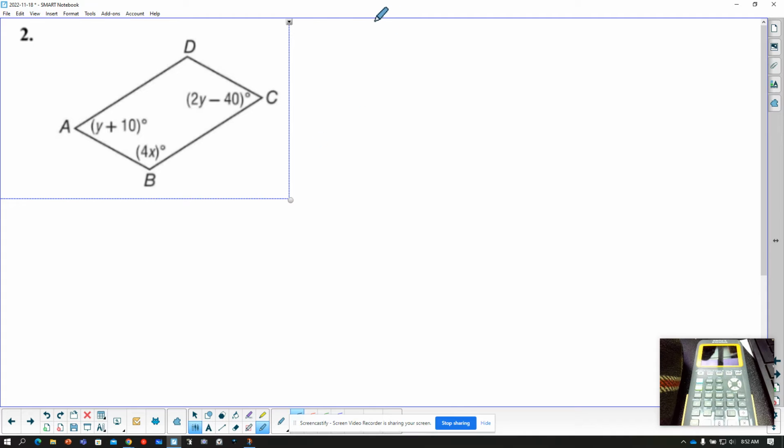Problem number 2. Opposite angles are congruent because this is a parallelogram. Means this equals this. This one equals the one that's not labeled up here. I don't know what that one is. But let's start with these that I do know. y plus 10 equals 2y minus 40. So I'll solve that one first since I know I can solve it.